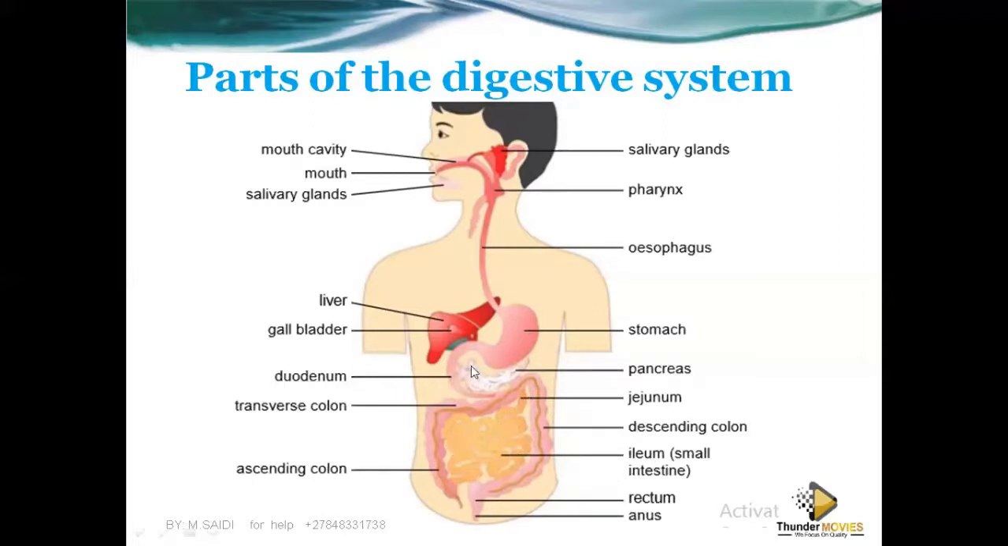So all this from this part until this part, all this part you see coiled is the small intestine, but it's also divided into 3 major parts, which are the duodenum, the jejunum, and the ileum. All of them are small intestines where absorption and final digestion take place. So basically those are the major parts of the digestive system.